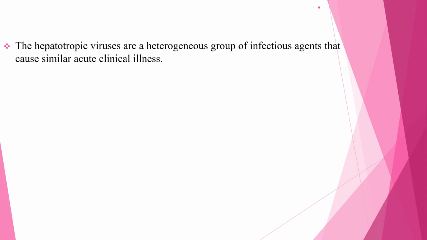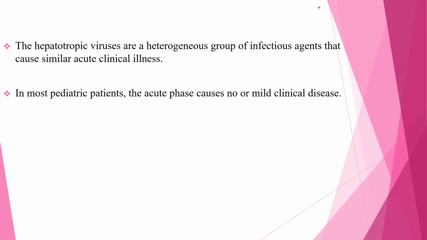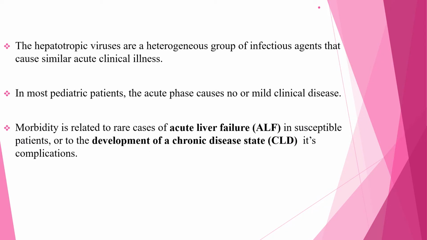The hepatotropic viruses are a heterogeneous group of infectious agents that cause similar acute clinical illness. In most pediatric patients, the acute phase causes no or mild clinical disease. Morbidity is related to rare cases of acute liver failure in susceptible patients, or to the development of chronic liver disease and its complications.